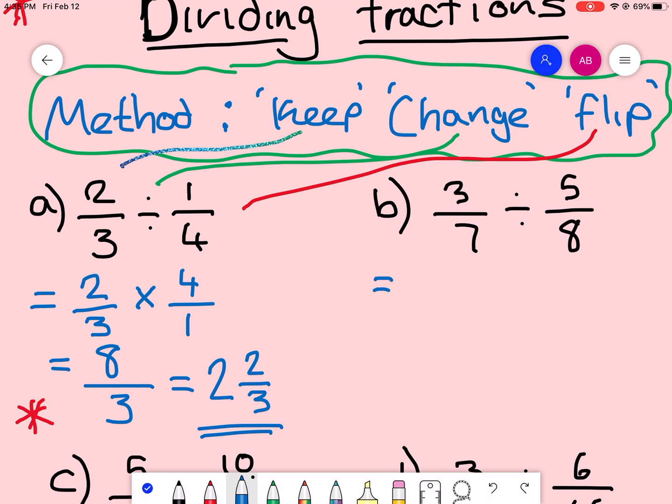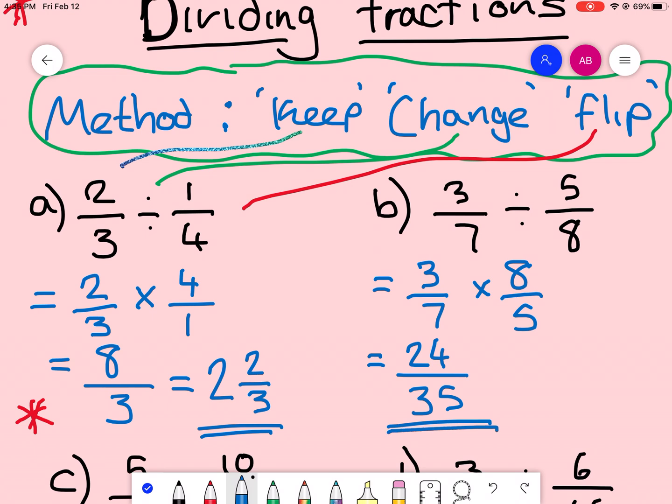Same process then for part B. Keep the first fraction the same, change the divide to a multiply, flip the second fraction. So that becomes 8 over 5. Again, multiply across the top, multiply across the bottom. So 3 times 8 is 24. And 5 times 7 is 35. That's our final answer for that one.